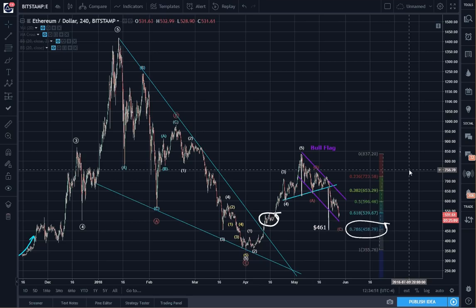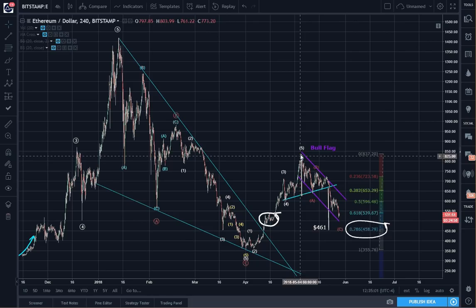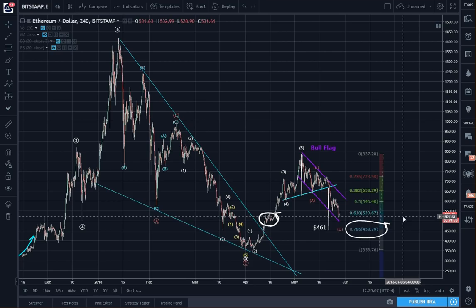But I think 0.786 is still the target for the wave C correction for the ABC on this bull flag, which is correcting the 1, 2, 3, 4, 5 wave up and impulse. Therefore, it's now acting out the requisite retracement correction per Elliott wave fractals.